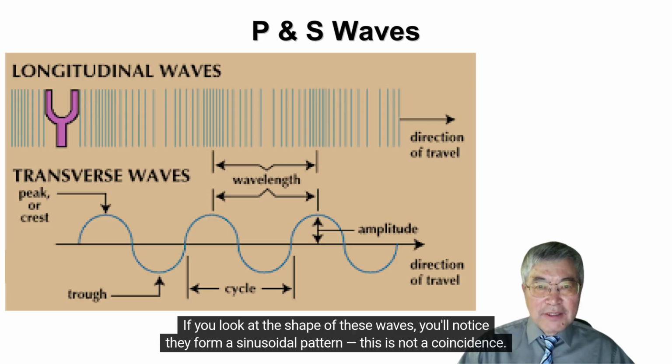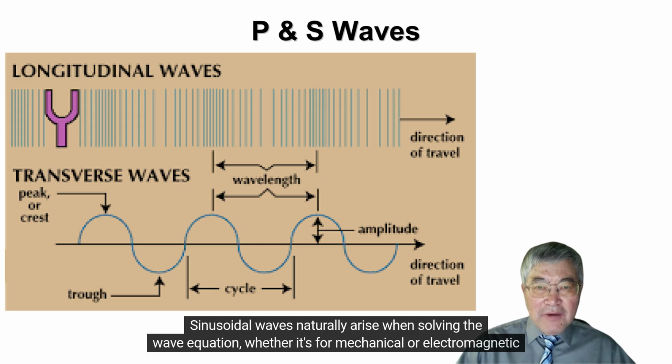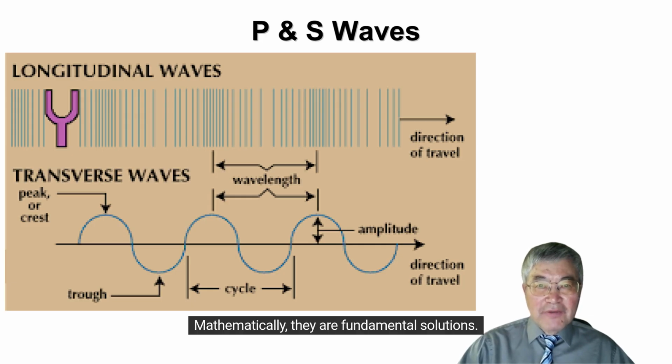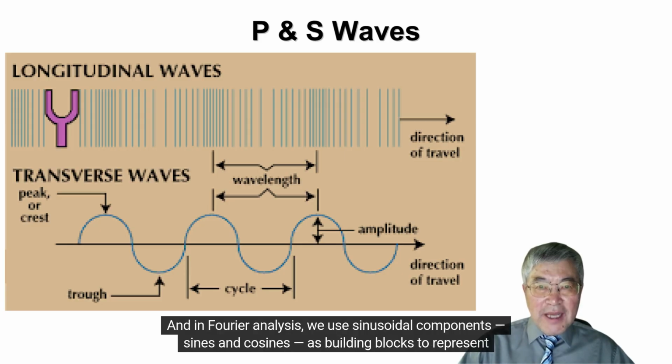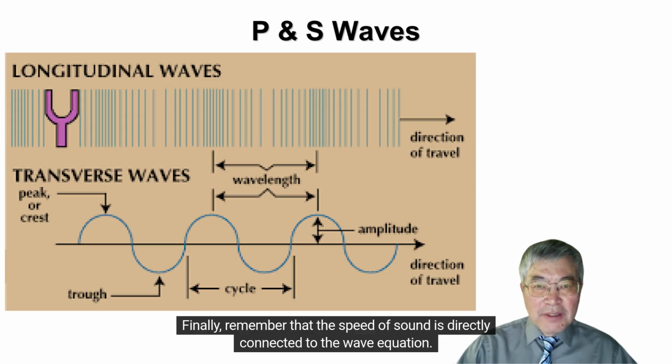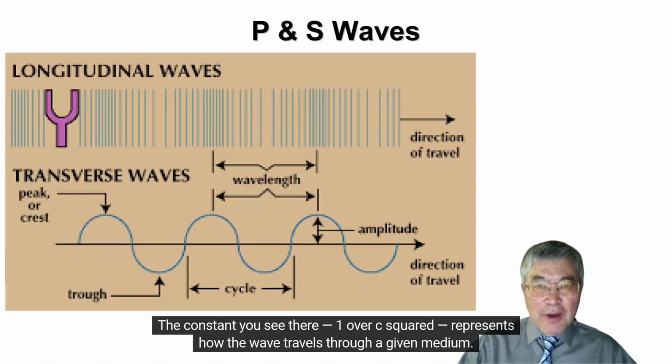This is not a coincidence. Sinusoidal waves naturally arise when solving the wave equation, whether it's for mechanical or electromagnetic waves. Mathematically, they are fundamental solutions. And in Fourier analysis, we use sinusoidal components, sines and cosines, as building blocks to represent all kinds of signals. So in a way, every complex sound or image signal can be broken down into a sum of simple sine waves. Finally, remember that the speed of sound is directly connected to the wave equation. The constant you see there, 1 over c squared, represents how the wave travels through a given medium.